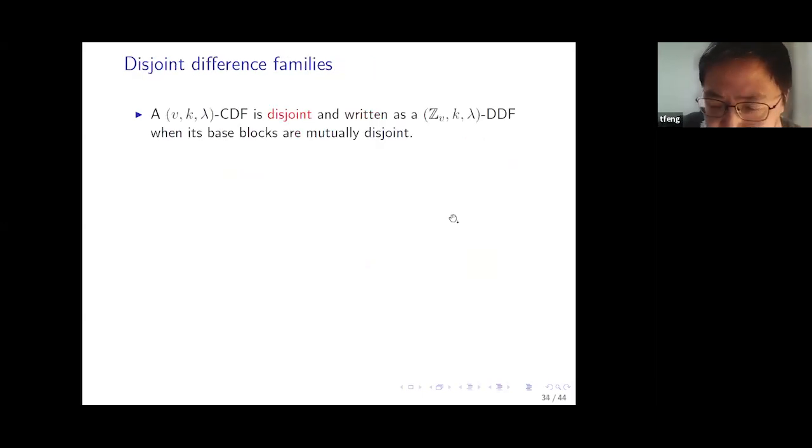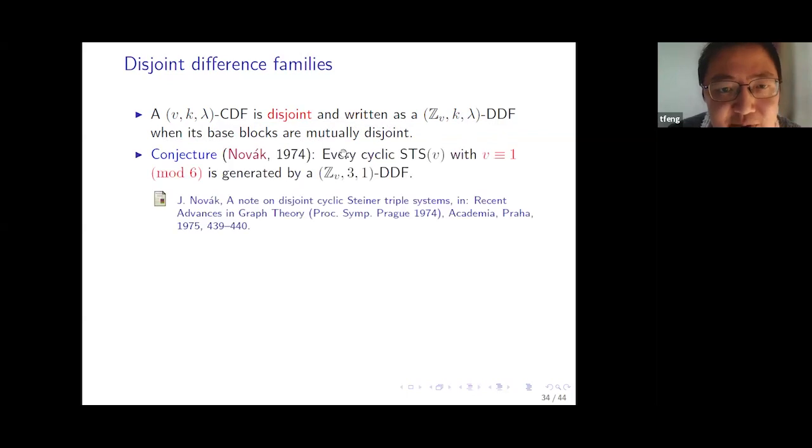And finally, I will talk about a topic on difference families named disjoint difference families. A (V,K,lambda) cyclic difference family is disjoint, and written as a J-(V,K,lambda) DDF, when its base blocks are mutually disjoint.